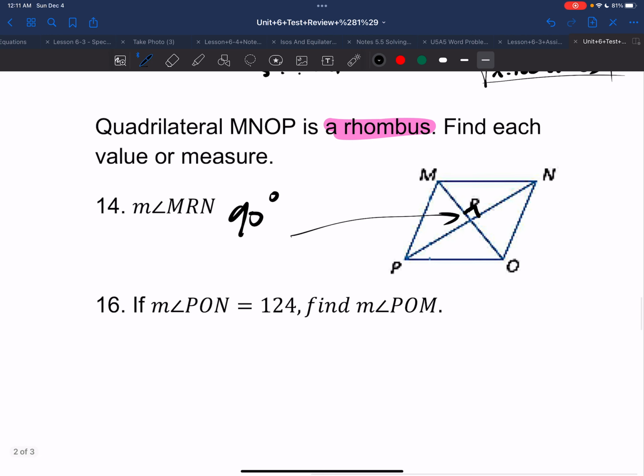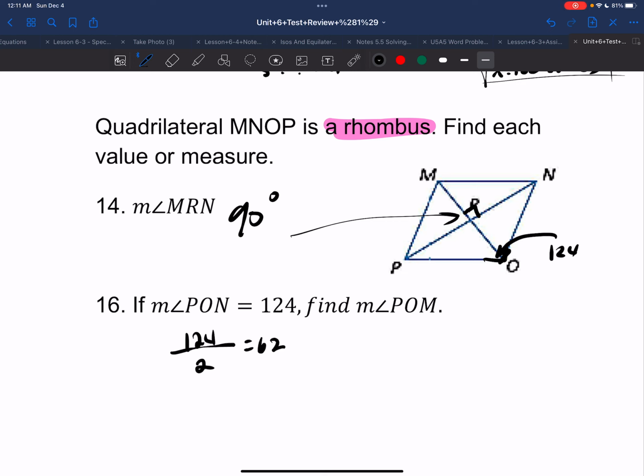16, if measure angle PON is 124, so PON, that's 124. I'm talking about this whole thing here, 124. Find measure POM. Okay, so POM. Where's POM? If this whole thing is 124 and I'm trying to figure out what this angle here is, it's basically half of that, half of 124. So I do 124 divided by 2, which is 62.